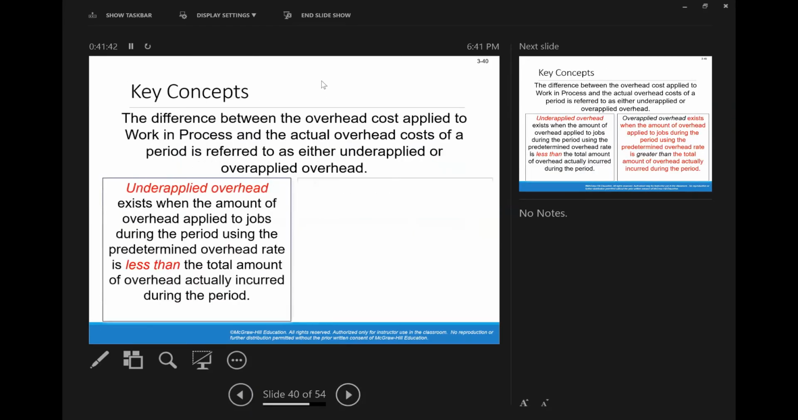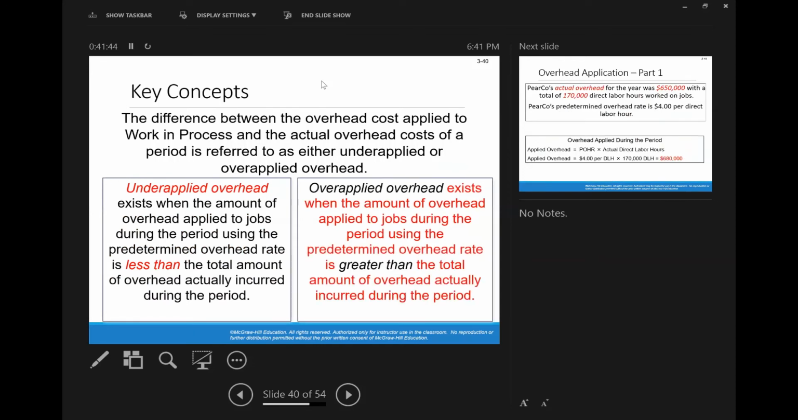All right. So we're going to talk a little bit about over and under applied overhead. So remember, the manufacturing overhead account has actuals going in as debits, and we have that estimated applied amount going in as credits. Well, now we've got to look at the two and compare to see what the difference is. So the difference between the overhead cost applied to work in process and the actual cost of a period is referred to as either under applied or over applied, right? So maybe we estimated too much, maybe we didn't estimate enough.